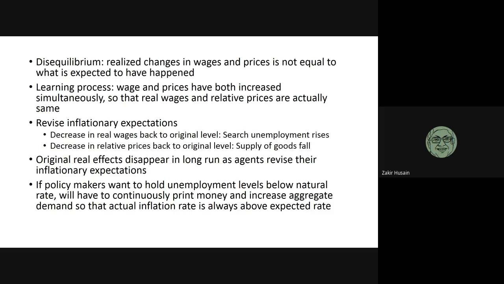The producers, let's say in the first commodity market, X1, they find that W has gone up, P2, P3, everything has gone up. It's not just their prices. And therefore, real wages have not decreased, they have remained the same. So there's no real gain. Labor has not become cheaper, and increasing the hiring is not really justified in economic terms. So there's a learning process. Wages and prices have both increased simultaneously. Real wages, relative prices, they are actually the same.